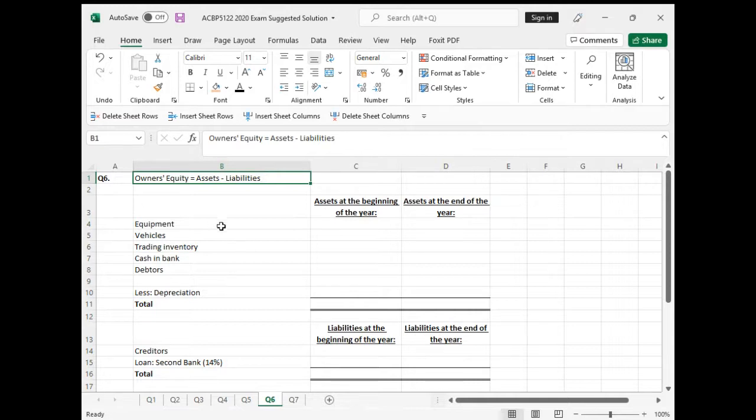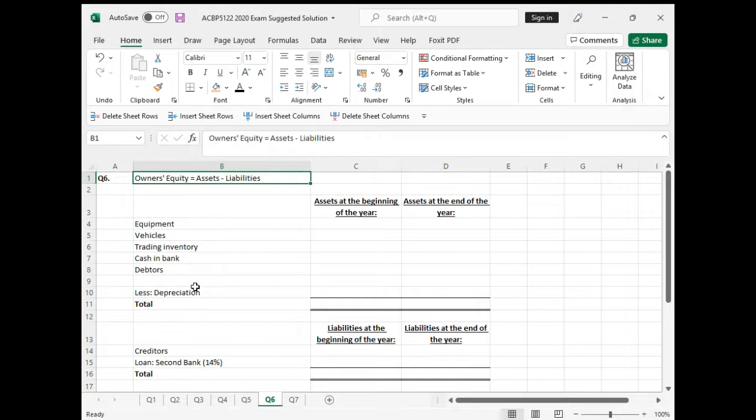Why have I done it this way? Then I only have to write the respective asset descriptions once. I don't have to do it twice. You do not have to do it in a table format. You could have also just said assets at the beginning of the year equal and shown the calculation, then assets at the end of the year and shown the calculation, but this is just to set it out nicely for you.